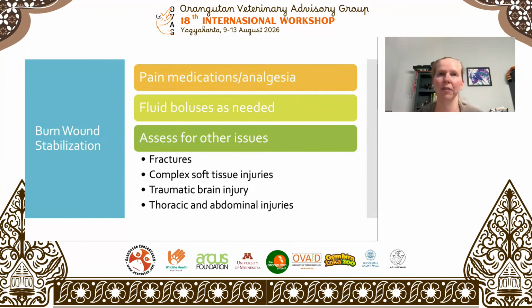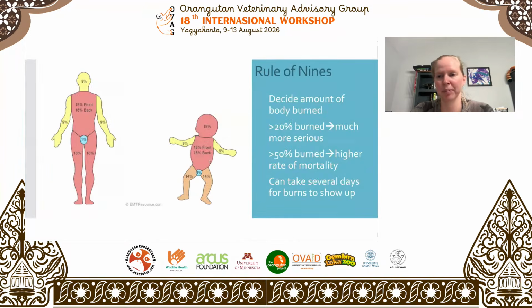It's very common for an animal that has burns to have been injured in some other way, with maybe broken bones and fractures or complex soft tissue injuries. That's one of the later things we're going to talk about in this talk, some pretty complicated soft tissue injuries. Or they might have a traumatic brain injury or some thoracic or abdominal injuries. So we're going to want to check for all of those.